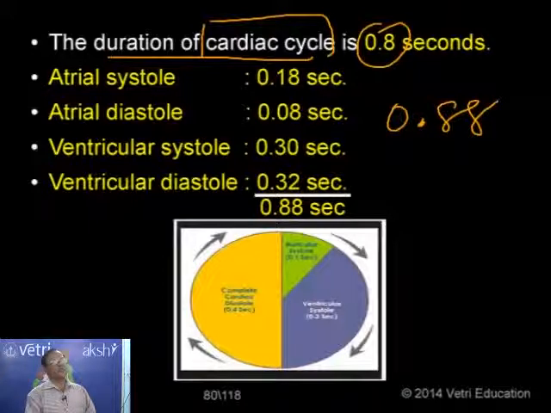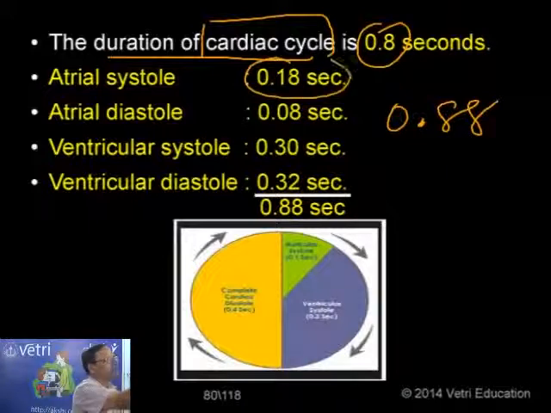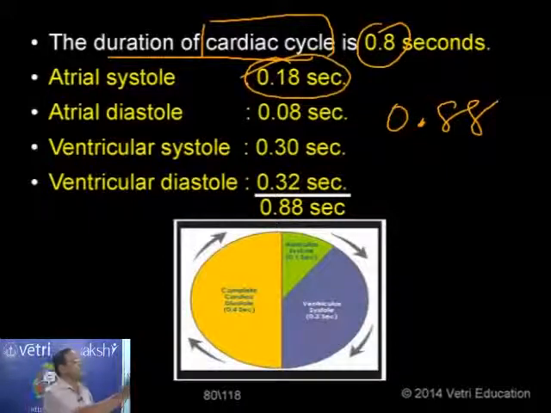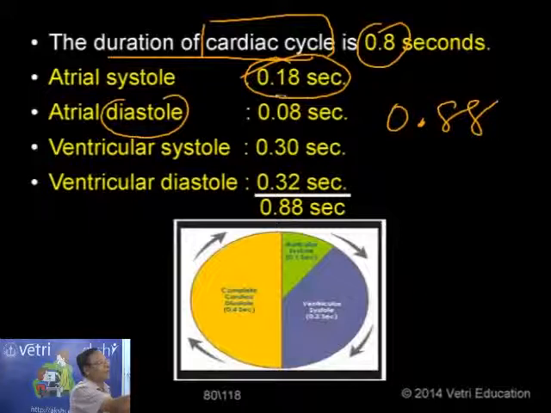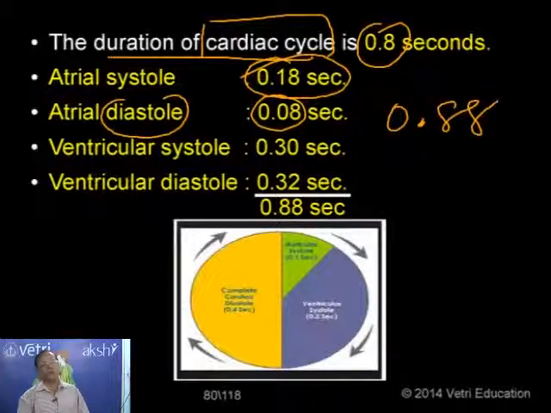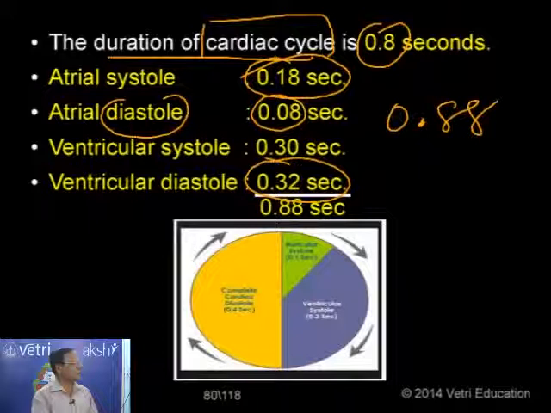The duration of the atrial systole is about 0.18 seconds, and the duration of the atrial diastole is about 0.08 seconds. So normally the diastole of the atria is less in time than that of the systole. If you compare the ventricular systole and diastole, the diastole takes more time than the systole. For example, here you can see the ventricular diastole is about 0.32 seconds, and the ventricular systole is about 0.30 seconds.